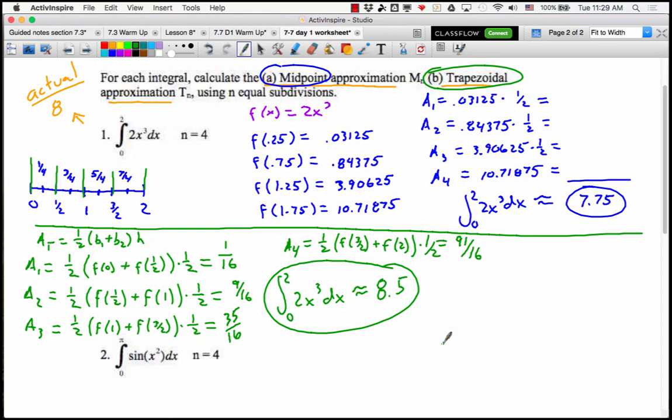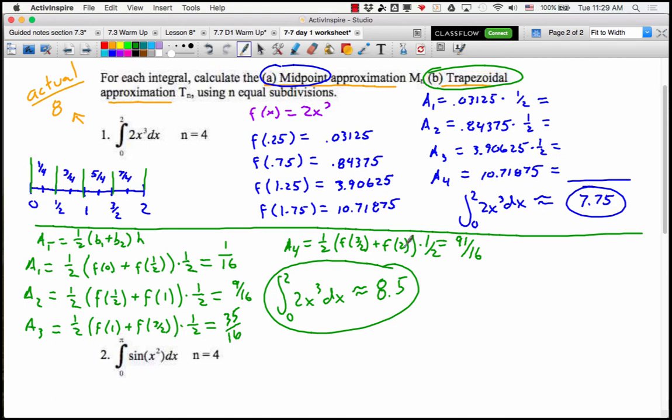All right, so quick recap. Some of you that are interested in shortcuts, you'll notice that f of 1/2 occurs twice. f of 1 occurs twice. f of 3/2 occurs twice. All of them are multiplied by 1/2 twice. So there are some shortcuts that can be made, right? You could do f of 0 once, plus 2 times f of 1/2, plus 2 times f of 1, plus 2 times f of 3/2, plus f of 2.